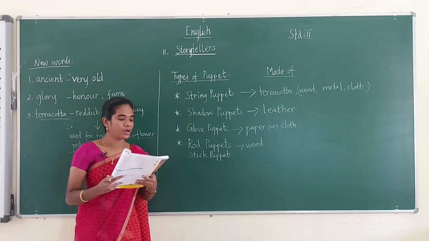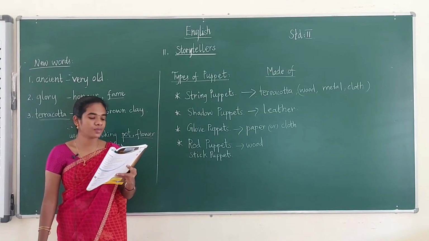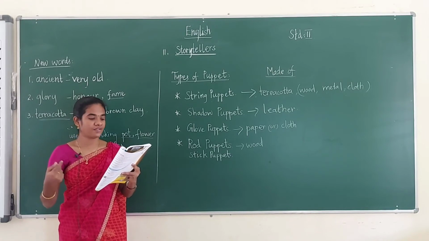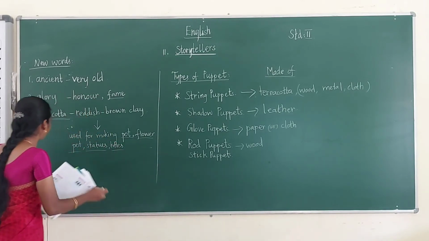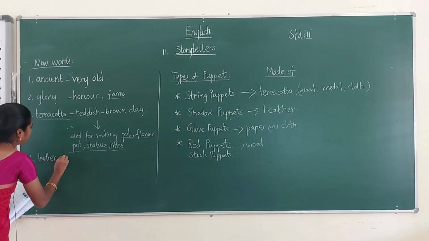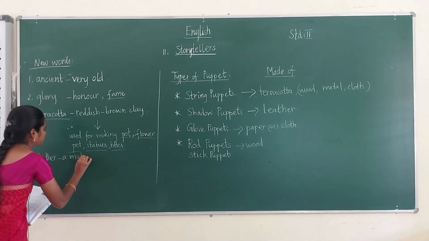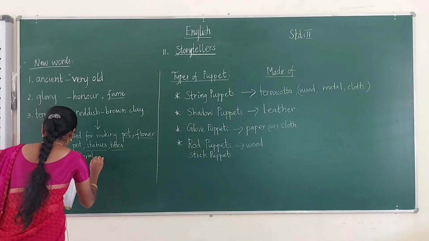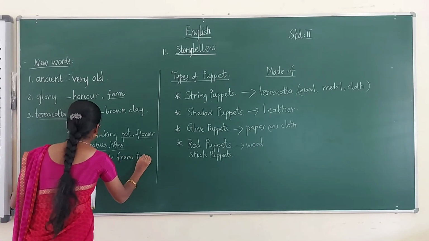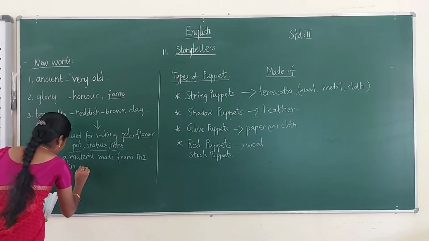Okay, and one new word is given here: leather. What is leather? Leather is a material made from the skin of animals. It is one type of material which is made from the skin of animals. In animal skin only they will make the leather.